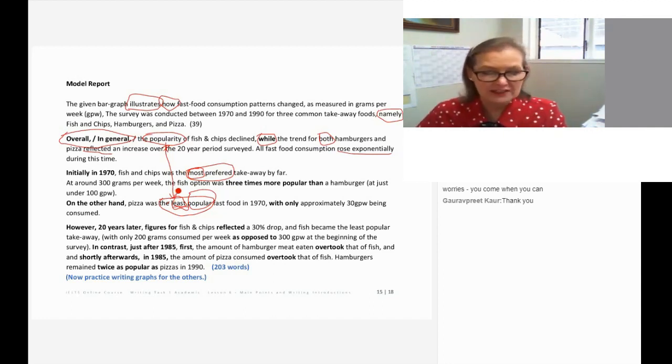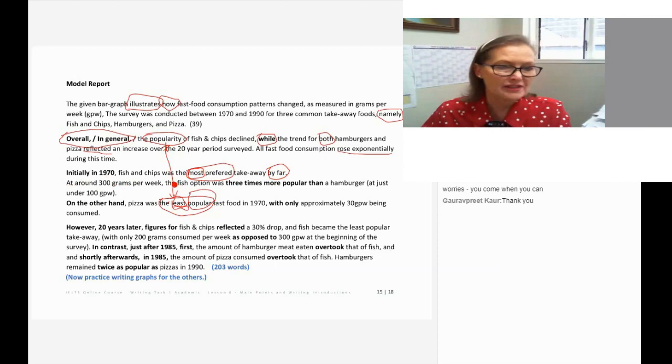So let's read that again. At around 300 grams per week, the fish option was 3 times more popular than a hamburger. And then these brackets are very useful, especially when I'm talking about a lot of information and I perhaps get a longer sentence, at just under 100 grams per week. And notice how I've written that as GWP because I'm using that there. I don't have to write that out in full each time.